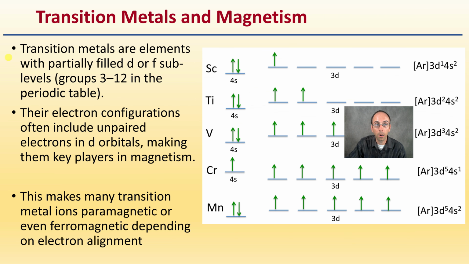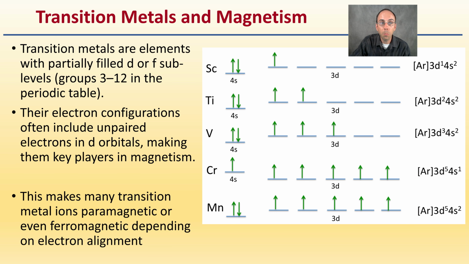Now, transition metals in magnetism. Transition metals are elements with partially filled d or f sublevels in groups 3 through 12 of the periodic table. Their electron configurations often include unpaired electrons in d orbitals, making them key players in magnetism. Visually we can see that right here. We see a lot of arrows going in one direction without a lot of cancellation occurring. This makes many transition metal ions paramagnetic or even ferromagnetic, depending on the electron alignment.